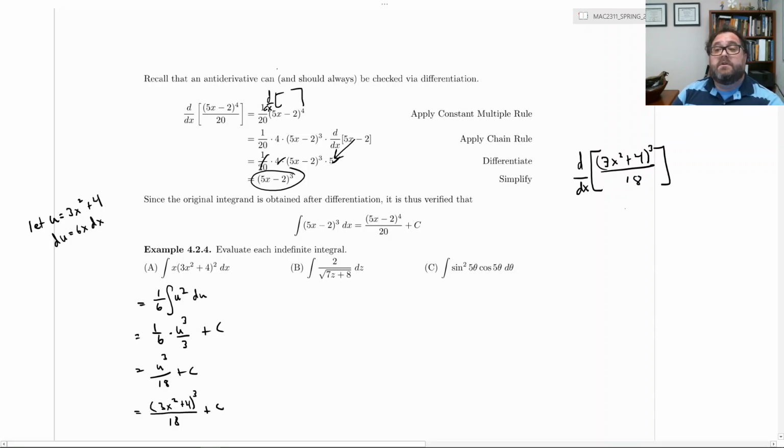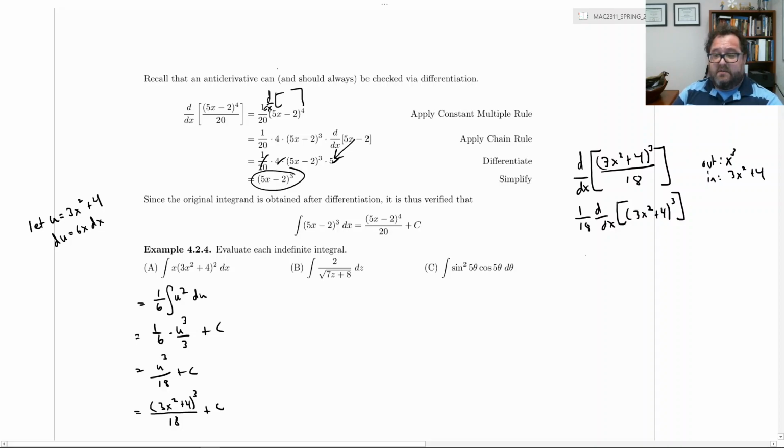Okay. Notice we're dividing by a constant 18. That's the same thing as multiplying by 1 over 18. So we can factor out, and now we're left with just a composite function, but no quotient, which is nice. Now, what is the outside function? What's the inside function? The outside function is x cubed. The inside function is 3x squared plus 4.